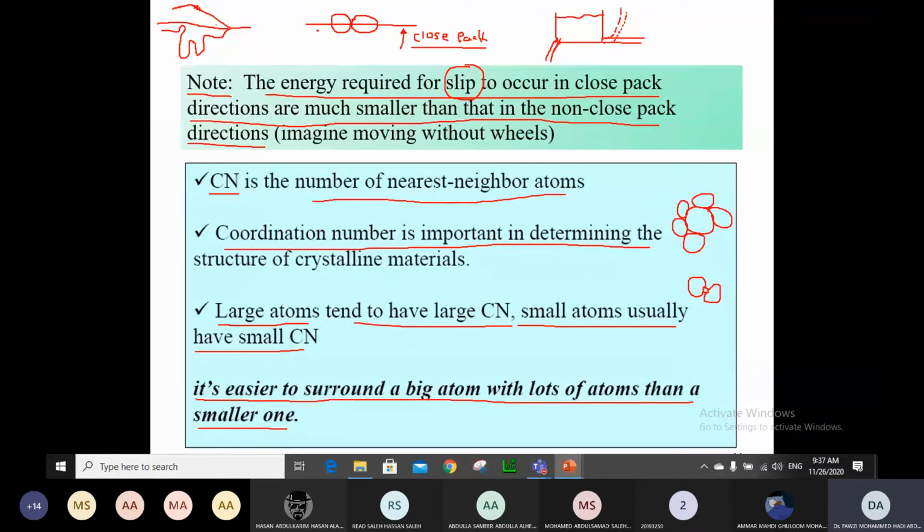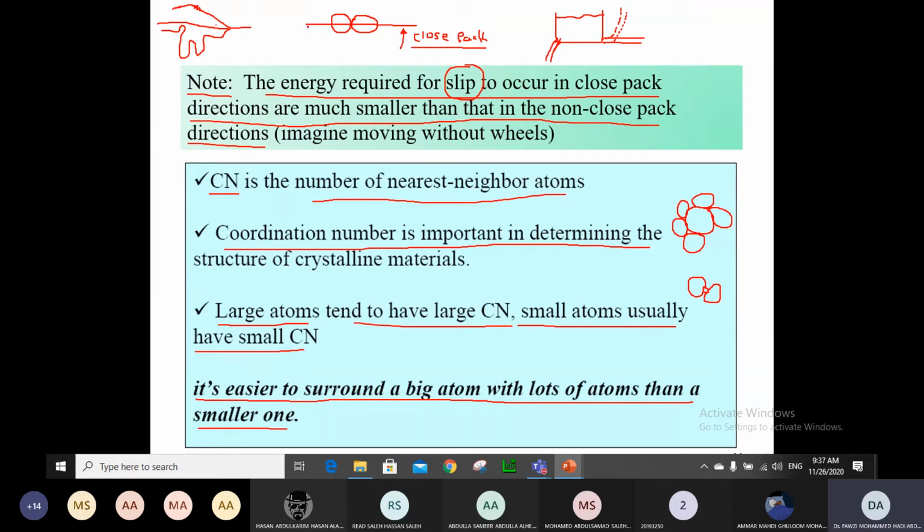If within the material slip can move in that direction much easier than the other direction, this slip is going to happen in the close pack direction. Because this is what naturally happens when you are stretching a material, as we did in the tensile testing. We start with a load, and we stretch at a constant rate, the displacement of the crosshead will be constant at a constant rate, but the force will be changing. As we stretch more, we need to apply more force, right?